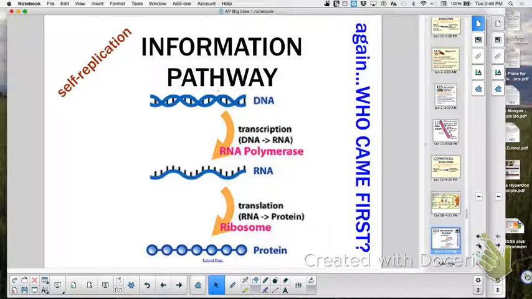Okay, central dogma. You know all about that. Okay, DNA comes from other DNA. That's DNA replication. When would I do DNA replication?